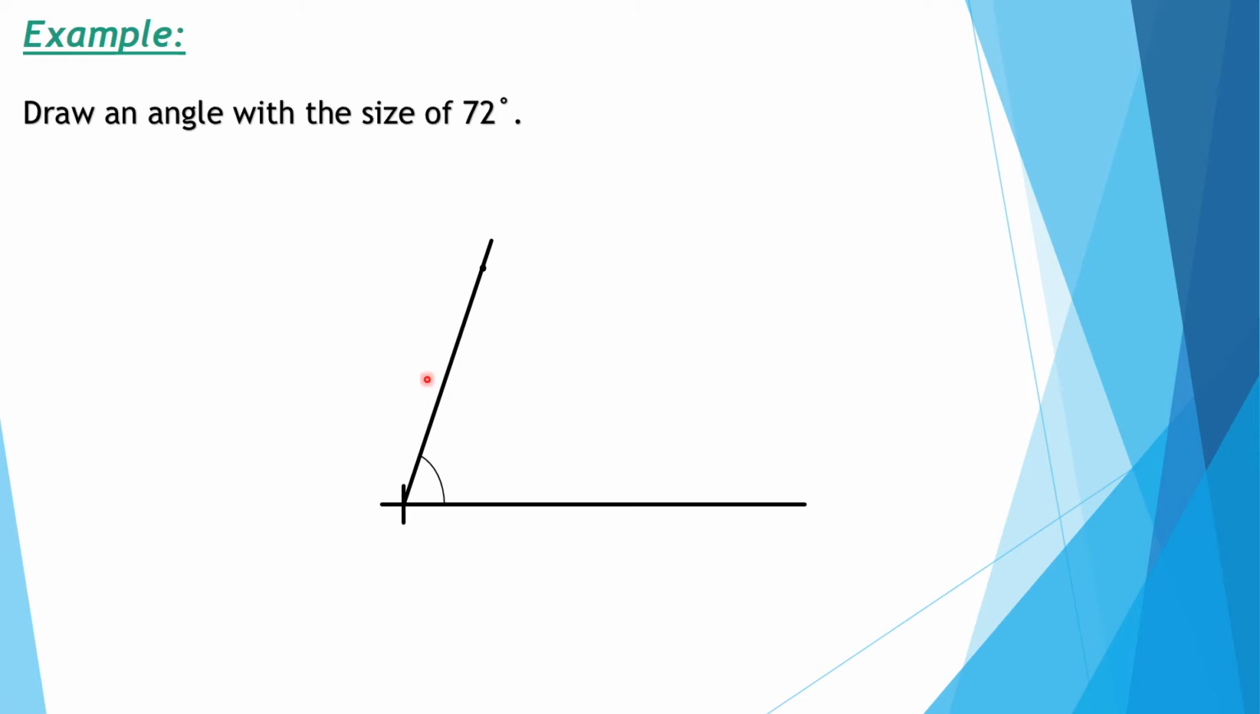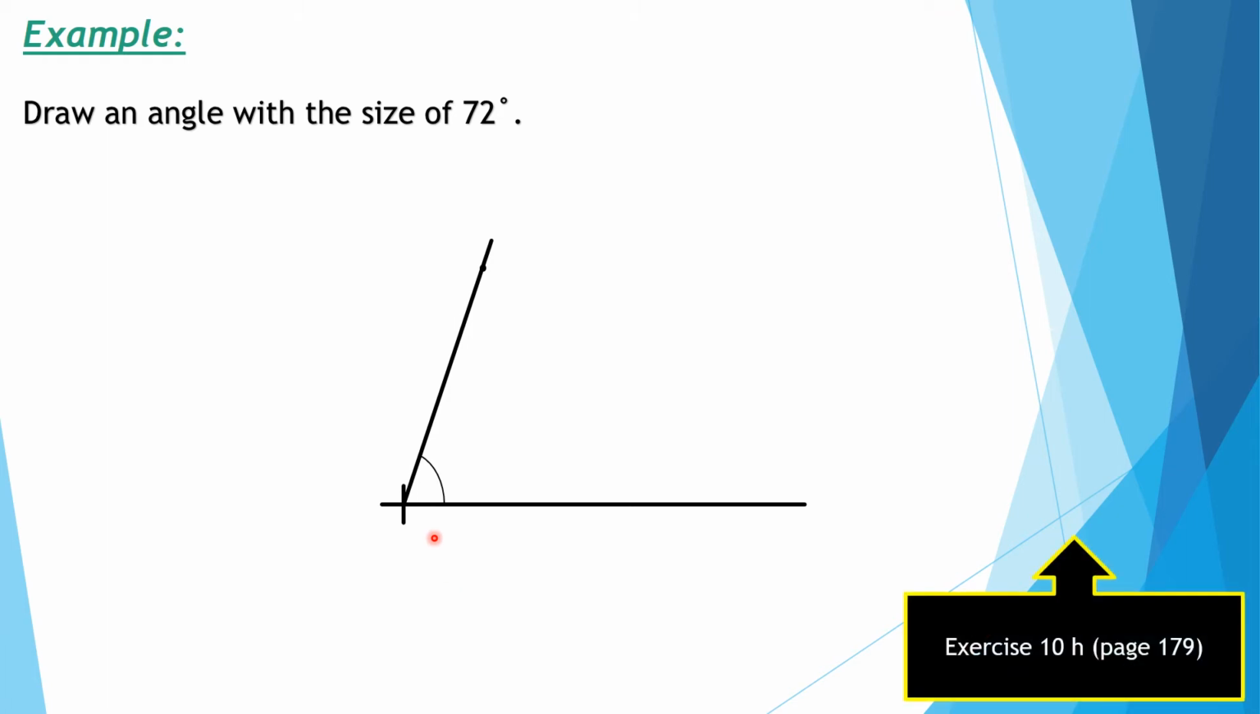After that, the angle can be marked with a curved line. This way, you will be asked to draw different types of angles in exercise 10H, page number 179.